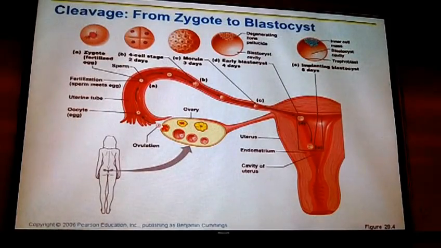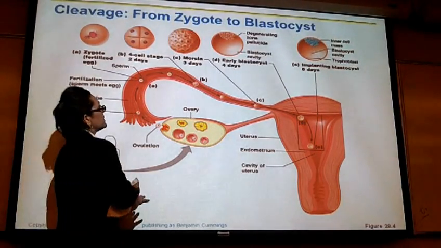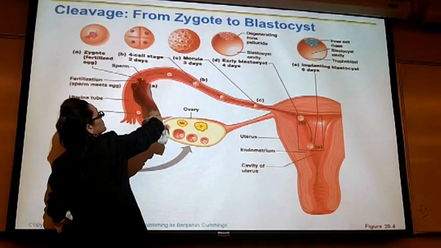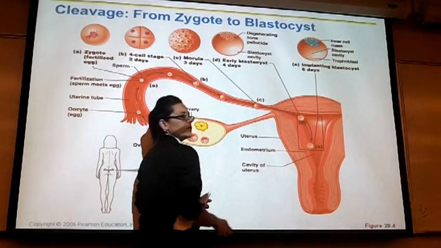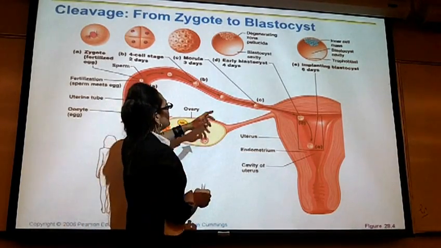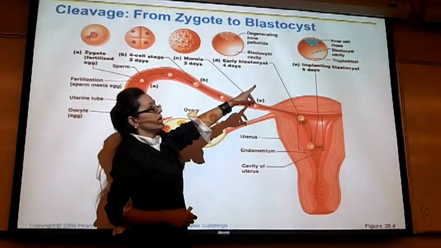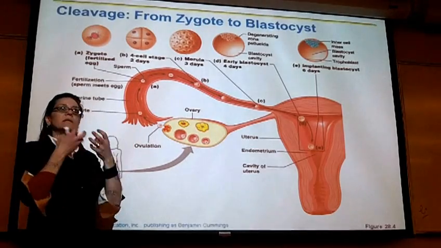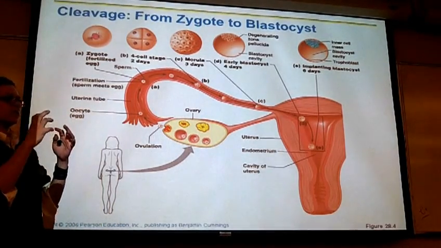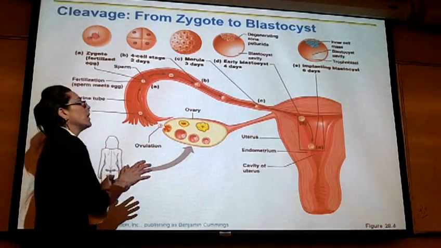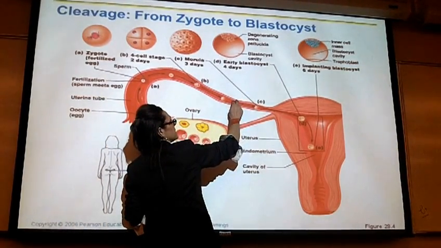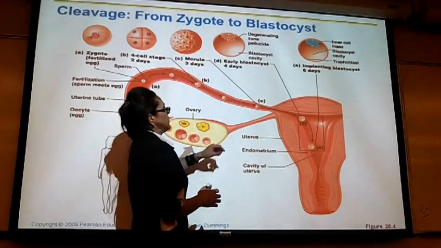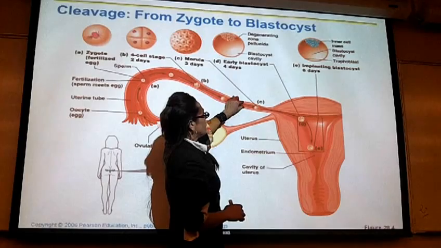So what can happen, if we come back here, is potentially these groupings of cells don't move down to the uterus fast enough. And so they may only make it, let's say, to here when we get a blastocyst forming. Once we get a blastocyst formed, there are various genes that turn on that basically tell that structure, just implant wherever you are. And so that's how you can get a blastocyst implanting into the fallopian tubes. And obviously that's not going to be successful.